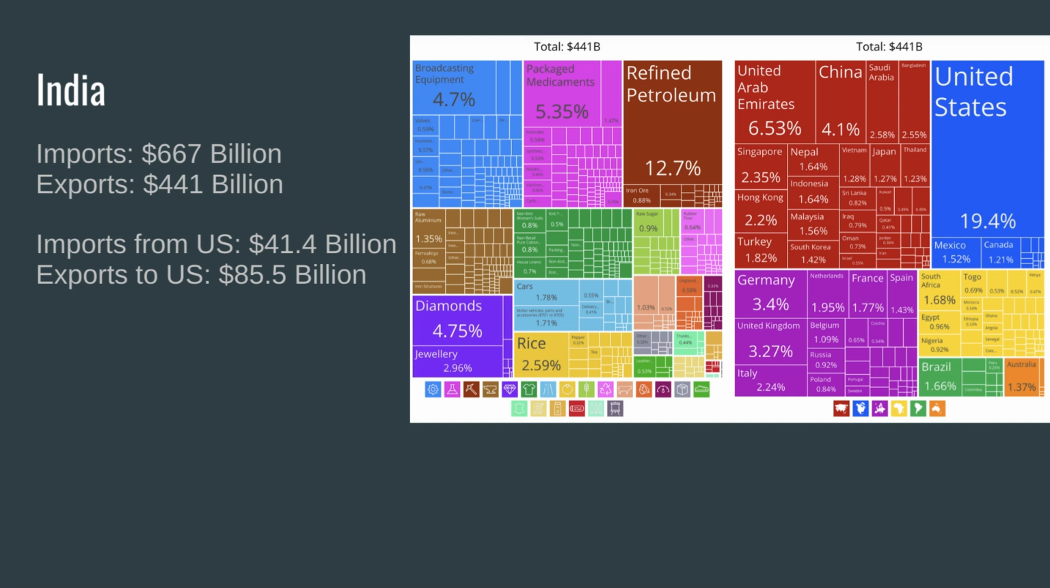Looking at India's economic state, we see that it has a significant negative trade balance with far more imports than exports. It also has a significant interest with the US, as the US is India's largest trading partner and most important export market. The main products India exported to the US are packaged medicaments, diamonds, and broadcasting equipment. And the main products that the United States exports to India are crude petroleum, coal, and gas turbines.